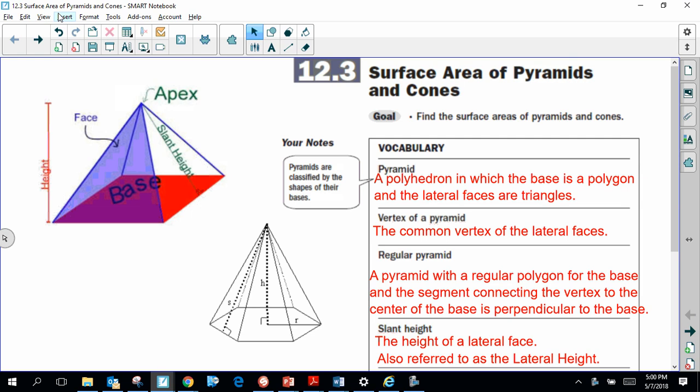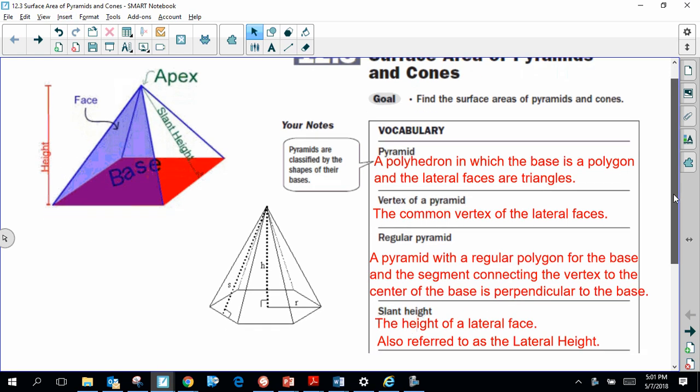Now, surface areas of pyramids and cones are kind of similar to surface areas of prisms and cylinders, meaning that you can find the areas of the individual parts and add them together, but there's also formulas that we use specific to prisms and cylinders that we can use to find the surface area of any of those shapes. So first, let's take a look at the parts.